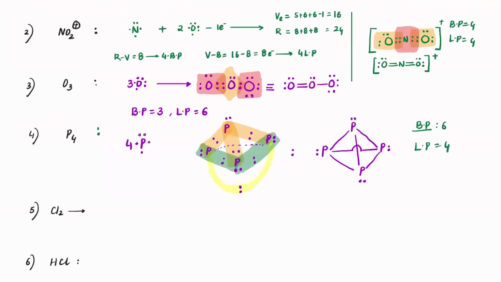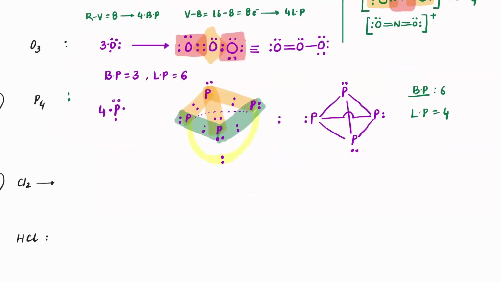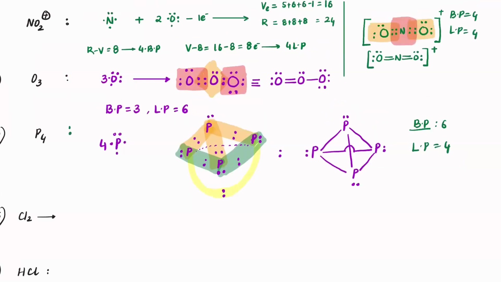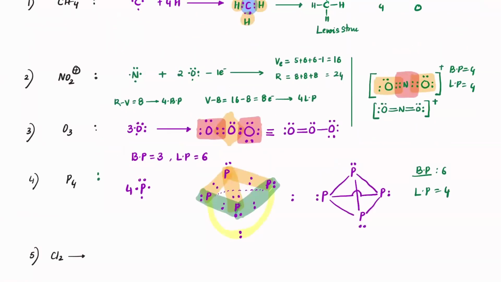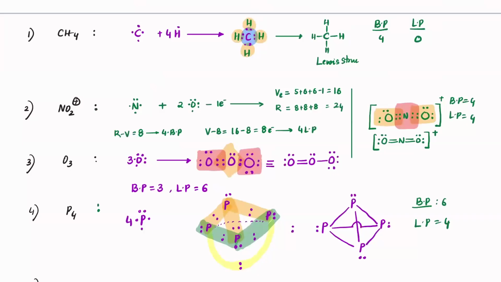Okay. So P4 is difficult to visualize unless you have more clarity on the number of bonds. It will be difficult to visualize. So I think you guys can check it out and learn from here. Okay. Any doubt here?